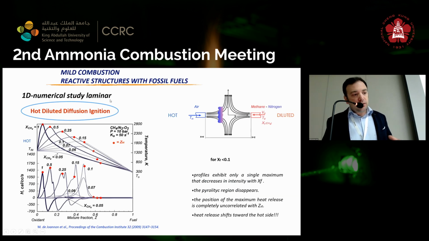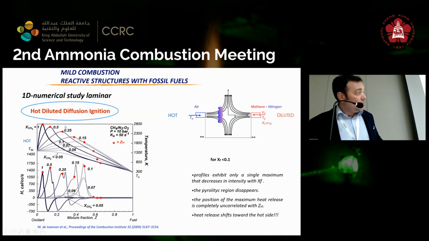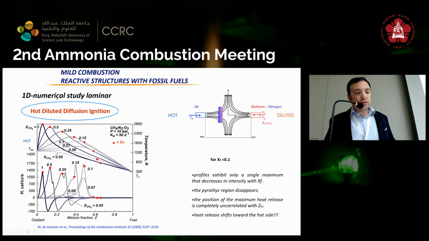The reason is mainly related, I think, to the reactive structures that are stabilized. If we go back to the insight on the reactive structure, these are previous results from the literature that we obtained in the past with methane. If we have a simple steady counterflow diffusion flame and we preheat the air and dilute the fuel at different levels, we are moving the stoichiometric mixture fraction. We have this kind of broadening of the reaction zone as the dilution increases.